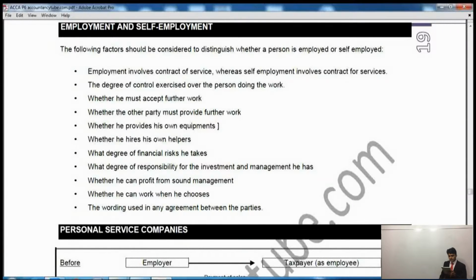The next one is whether the other party must provide further work. Now if my boss must provide further work, that will also indicate employment.